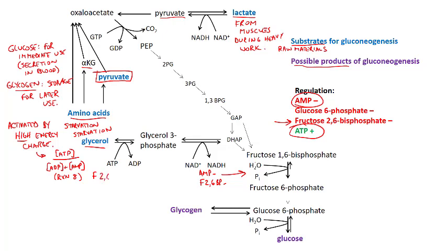So fructose 2,6-bisphosphate activates glycolysis and inhibits gluconeogenesis. This is what's called reciprocal regulation.